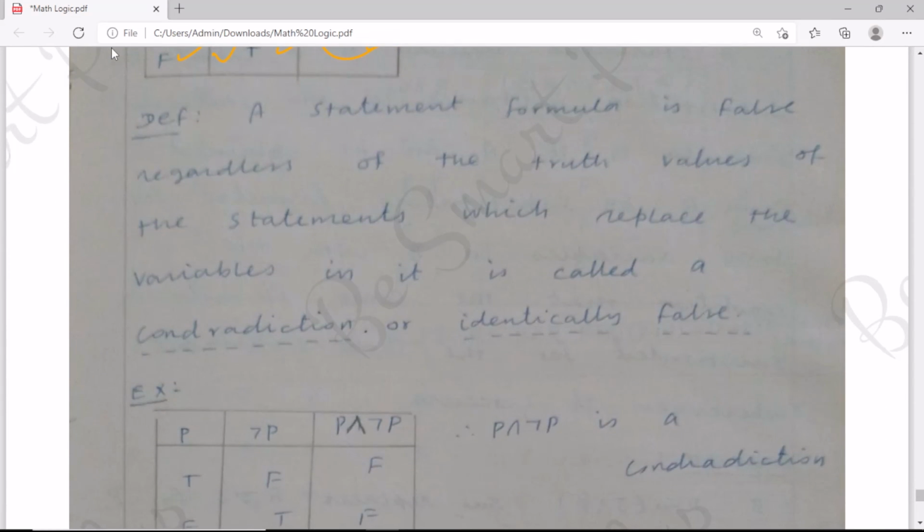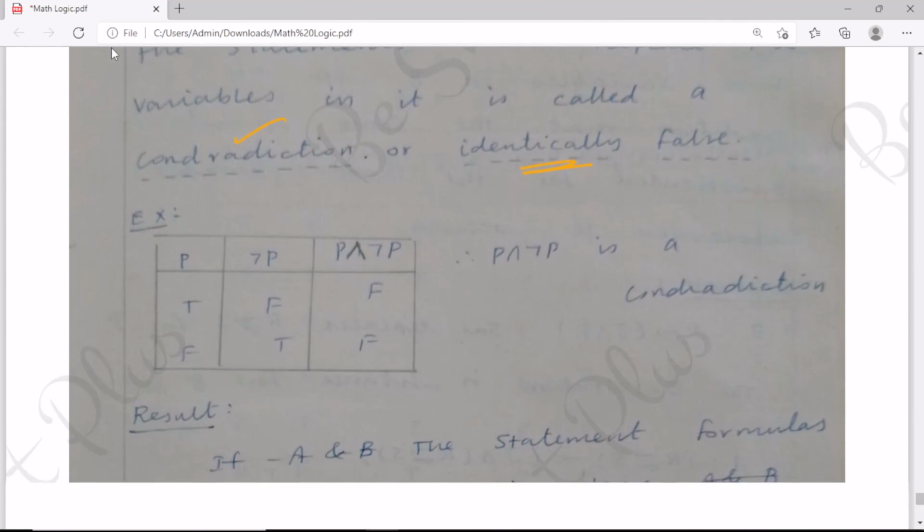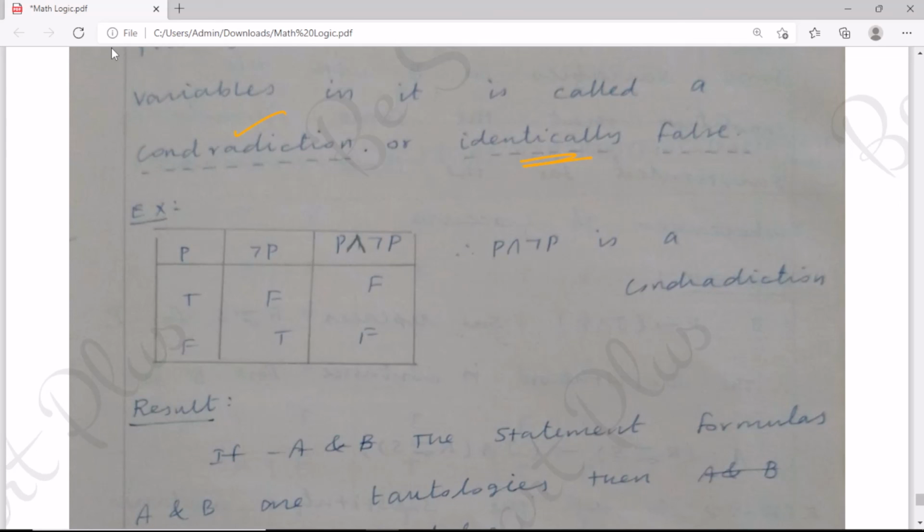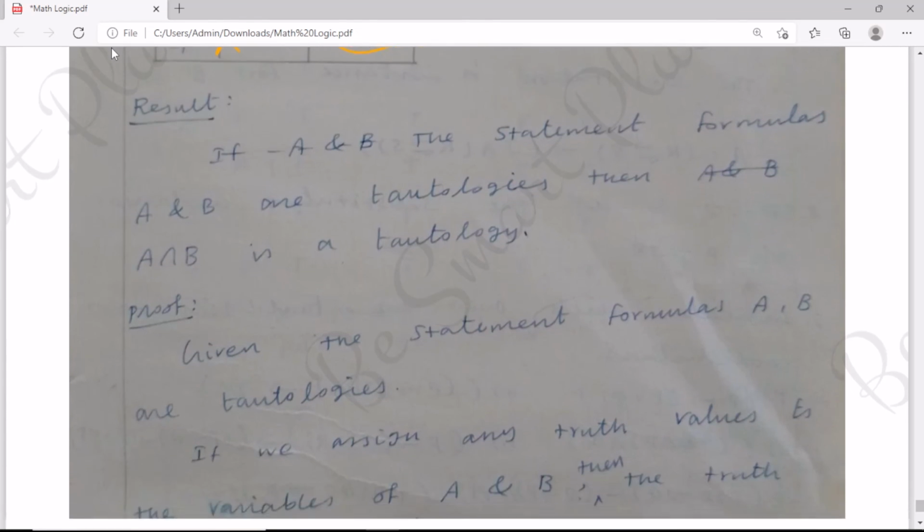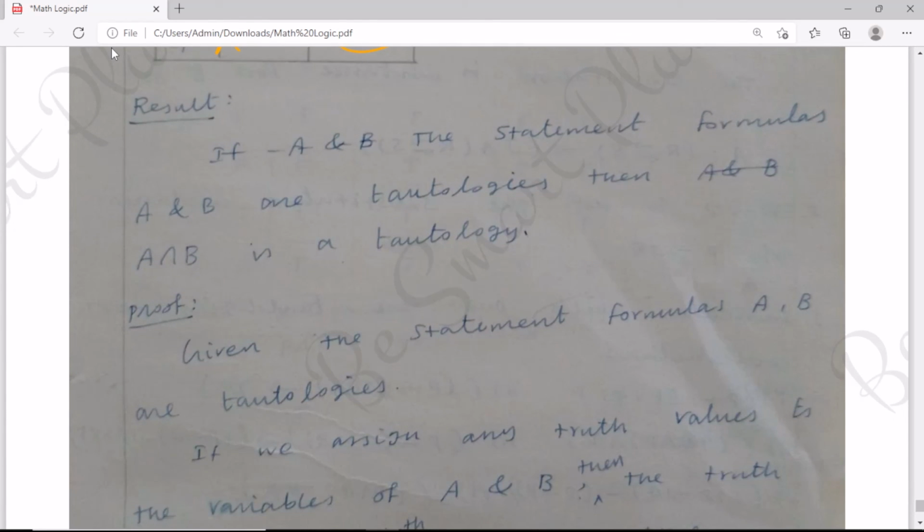A statement formula that is false regardless of the truth values of the statements replacing the variables in it is called a contradiction. That is the opposite of tautology. There we have only true values, here we have only false. For example, P and negation P. For P you have true, false, and negation P, false, true. If you take and between these two: true and false is false, false and true is false. So P and negation P is a contradiction, which means in the final value you get only false as a result in the truth table. So tautology means it has a truth value true, contradiction means it has a truth value false, right?